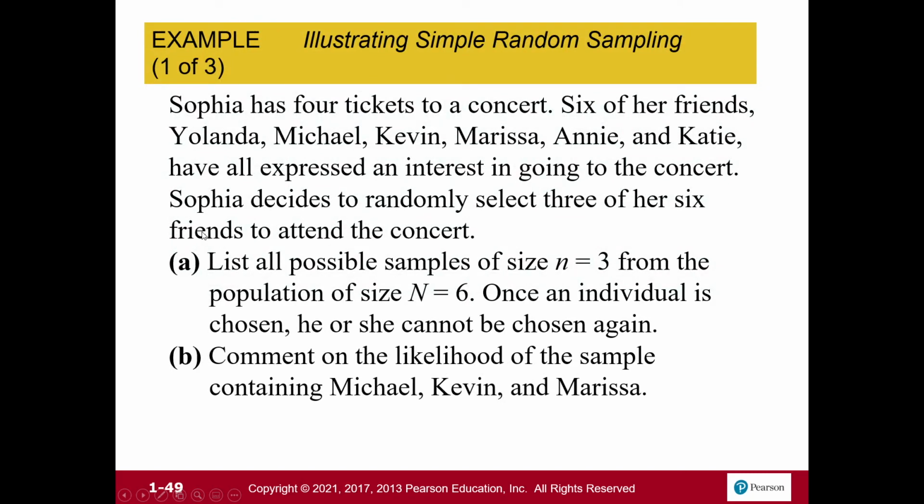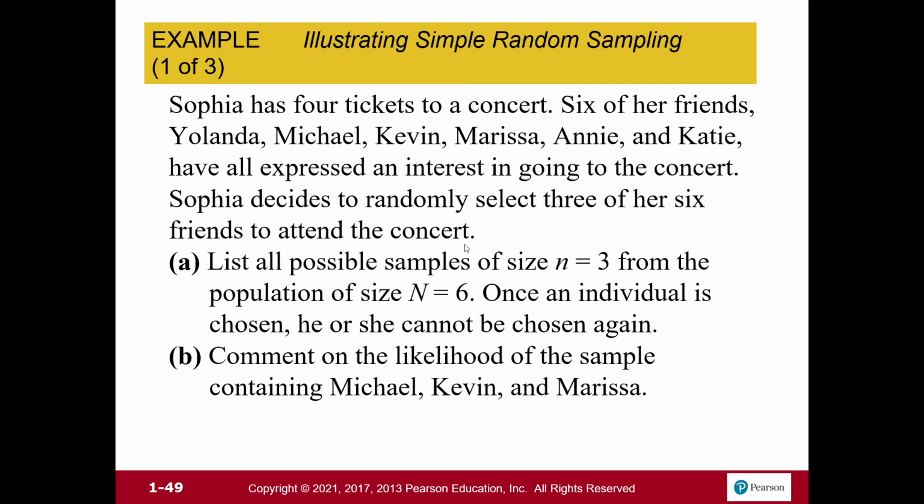So here's an example of simple random sampling. Sophia has 4 tickets to a concert. 6 of her friends, Yolanda, Michael, Kevin, Marissa, Annie, and Katie, have all expressed an interest in going to the concert. Sophia decides to randomly select 3 of her 6 friends to attend. List all possible samples of size n equals 3 from a population of N equals 6. Once an individual is chosen, he or she cannot be chosen again. Comment on the likelihood of the sample containing Michael, Kevin, and Marissa.